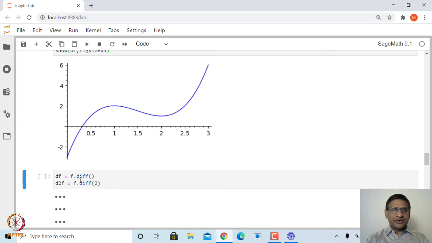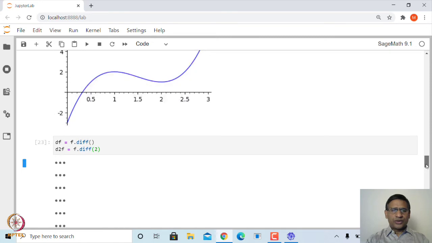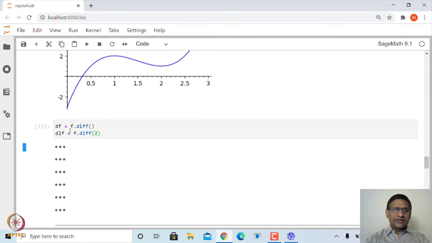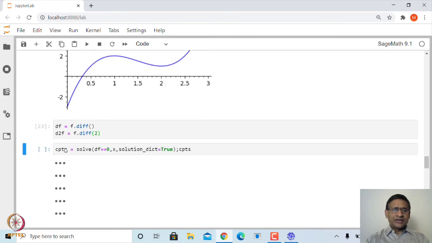First, let us find the first two derivatives, call them df and d2f, and then let us find the critical points. So, solve the derivative equal to 0 for x, and I am using the solution dictionary option, so that it will give me the solution in a dictionary. It says that there are two critical points, x equal to 1 and x equal to 2, that is what you can see from the graph.